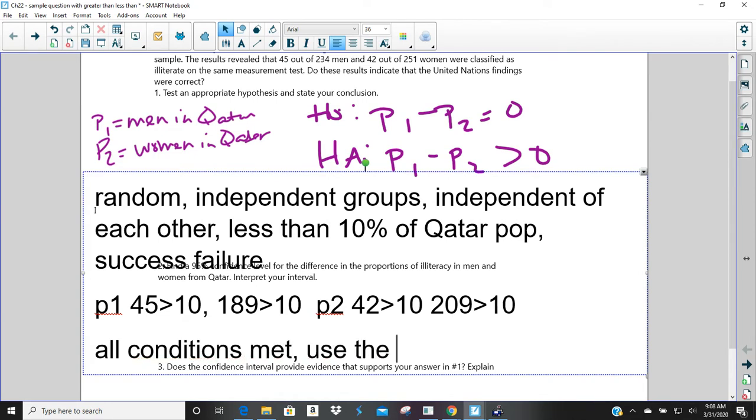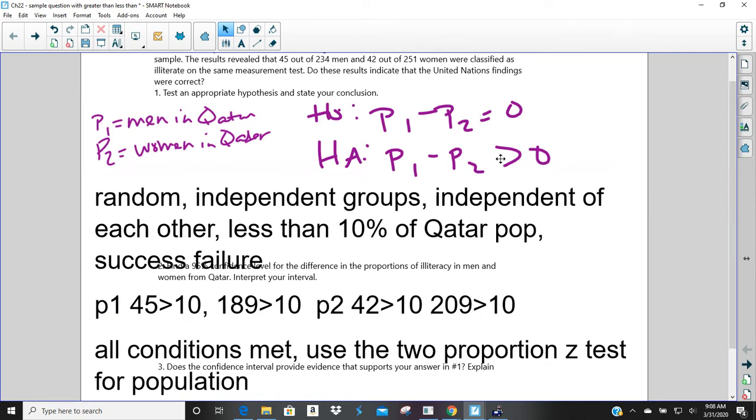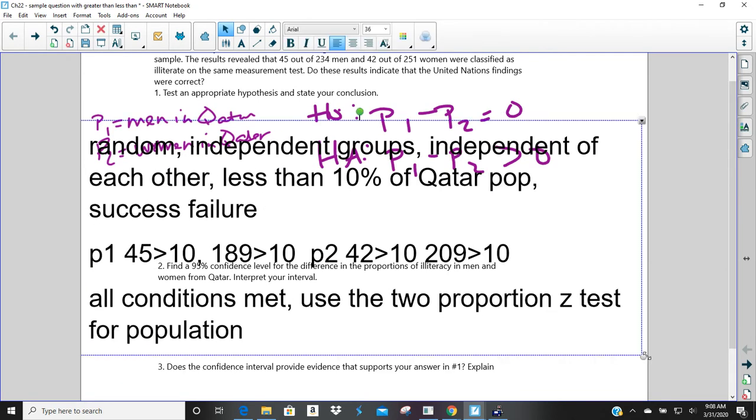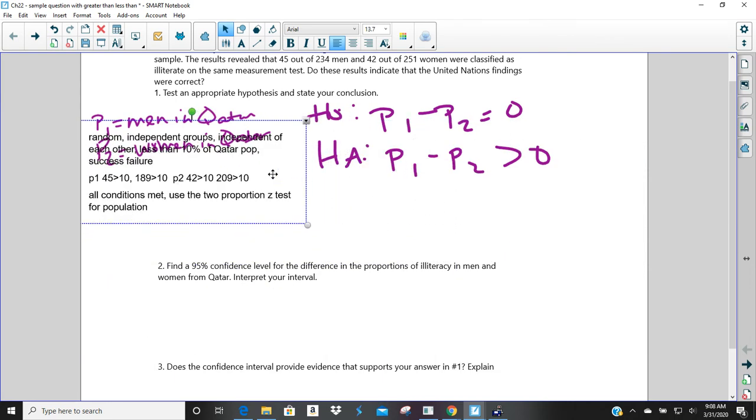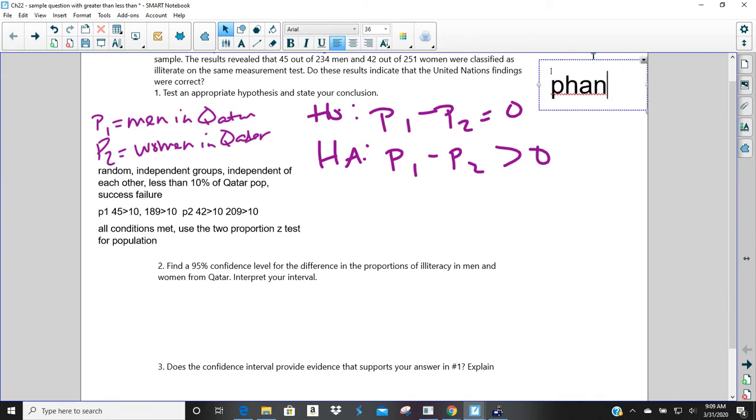We can use the two proportion z-test for population proportions. Okay, so let me do this. Let me make this smaller, get this out of the way. All right, so we named it. So I'm going through PHANTOMS. Okay, PHANTOMS. I'd rather have this long way, but whatever. PHANTOMS, right? So now we named the test. So now we're going to do the test.